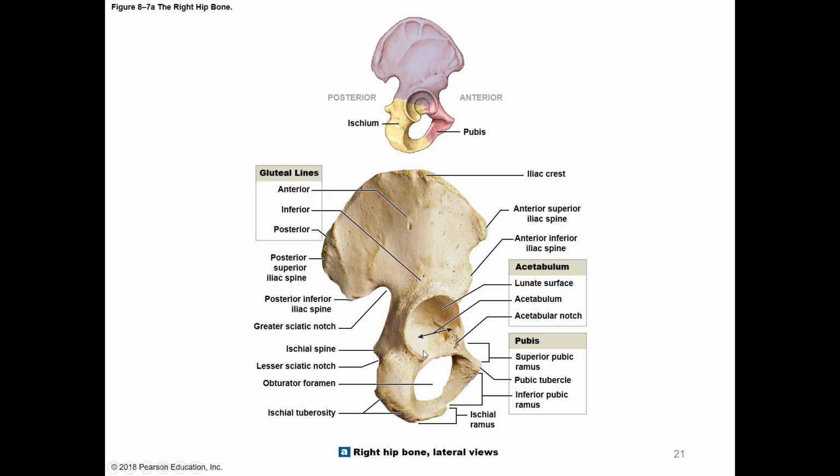You can see as well that there's a socket in the os coxa called the acetabulum, and this is where the femur or upper leg bone is going to articulate or pop in. So we'll come back to the femur.